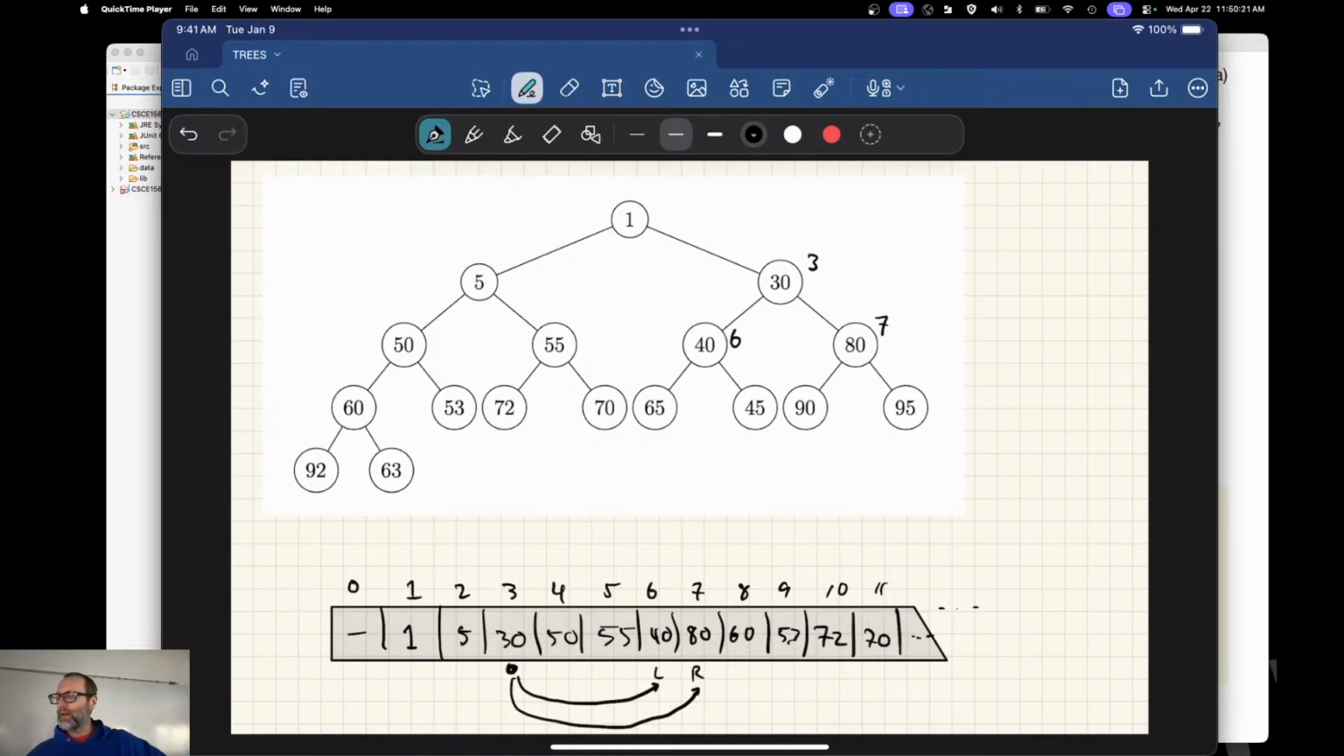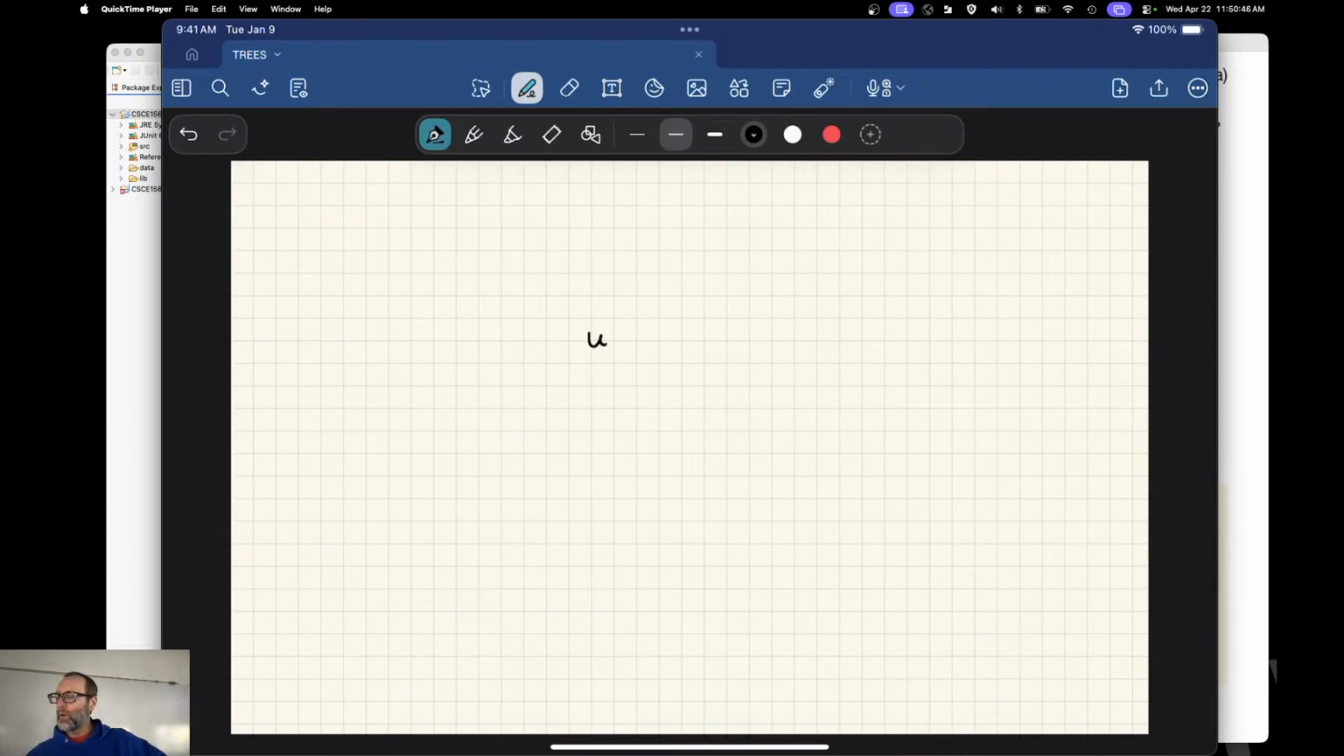Right? Okay, let's look at another example. What about 50 here? 50 is at index 4. Where's its left child, which is 60? It's going to be right here. Right. Where's its right child? Right next door. Right? At 8 and 9. So do we start to see a pattern here? What if I had a node at index i? Where is its left child? 2i. Where is its right child? 2i plus 1. Right?